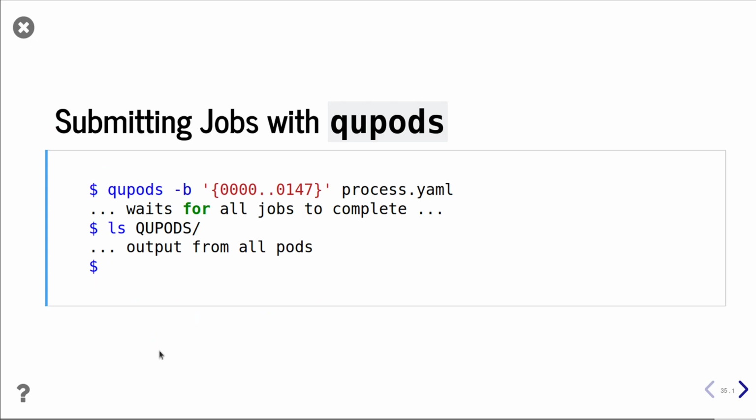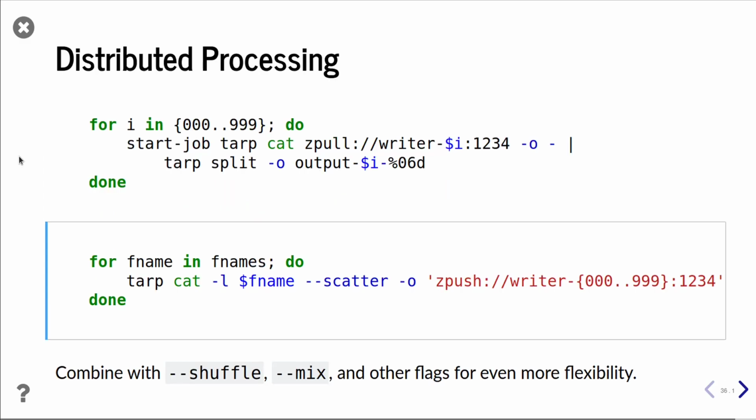We can submit the job template from the previous example using the qpods command line program. Qpods is another small open source command line program written in Go. Qpods substitutes items in job specification templates, submits the jobs to Kubernetes, waits for all jobs to complete, and retrieves log files from jobs as they complete. Qpods works well with even thousands of jobs.